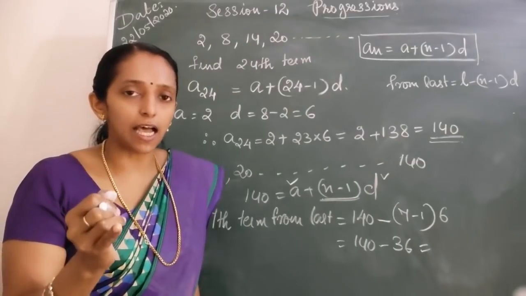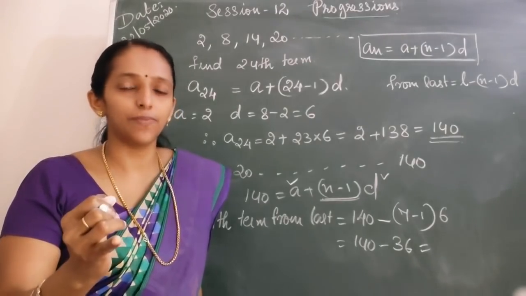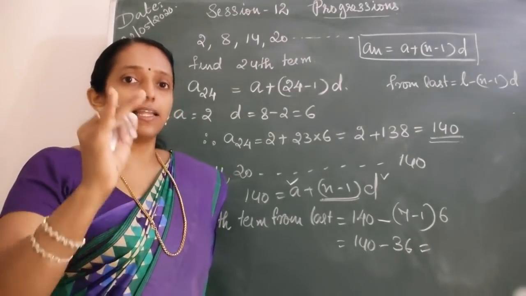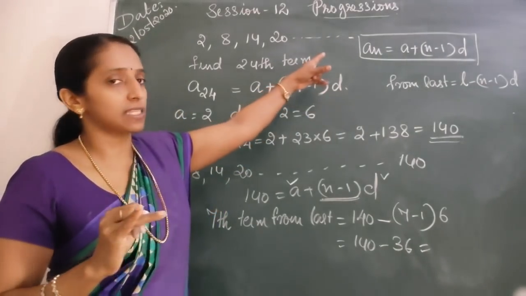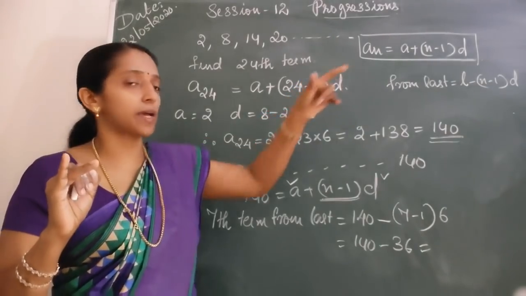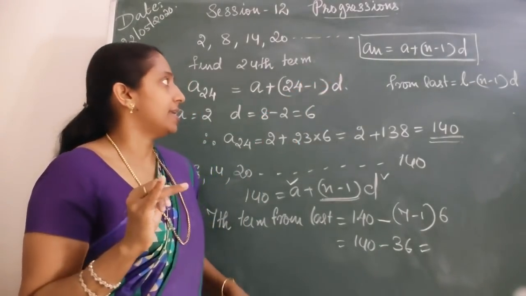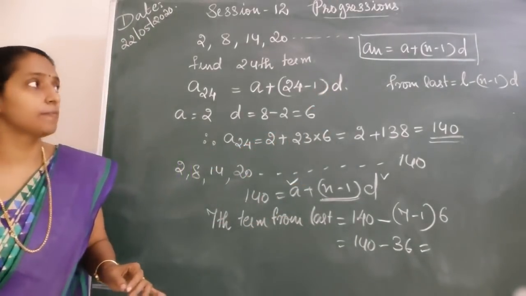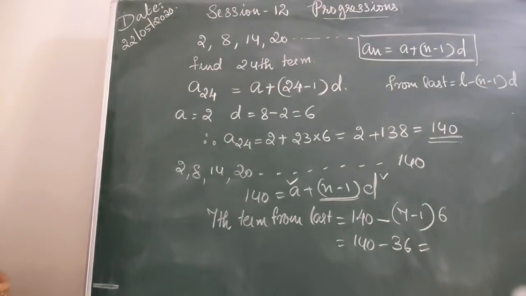If an AP has the first term A and the common difference D, then the nth term of the AP is given by A plus (n minus 1) into D, and the nth term from the last is given by L minus (n minus 1) into D, right?